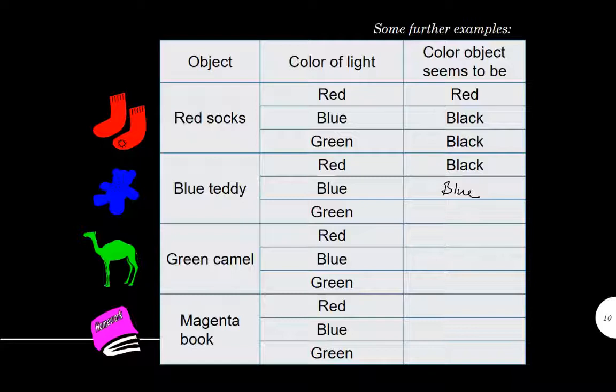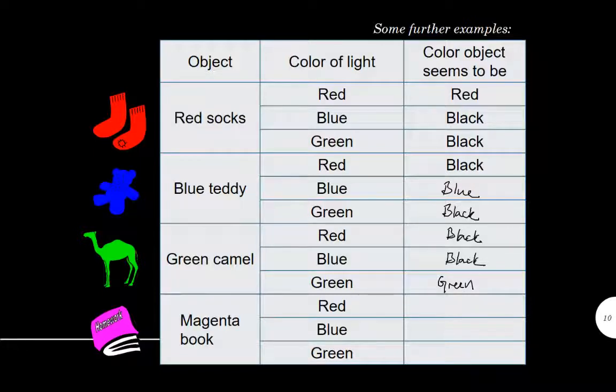But if we put it under green light, it's going to look black because that's part of our problem. We start looking here is that there's nothing reflecting off of it if green light's the only thing coming in. If we look at a green camel, put it in red light, we should be looking at black because it doesn't reflect it. Blue's going to be the same. And then when we go ahead and get to green, green is going to look green.